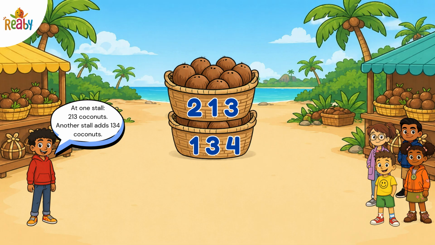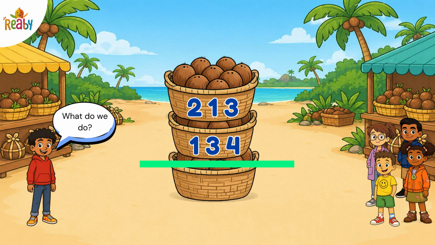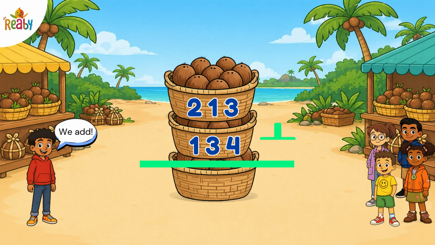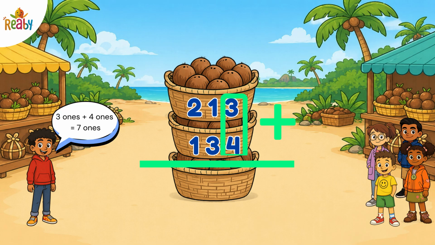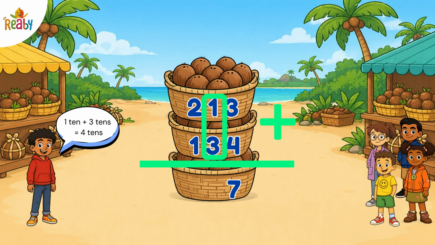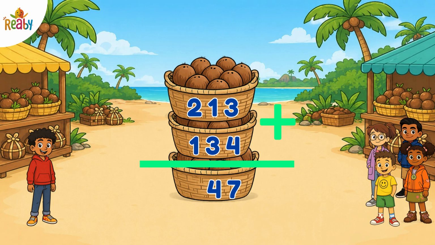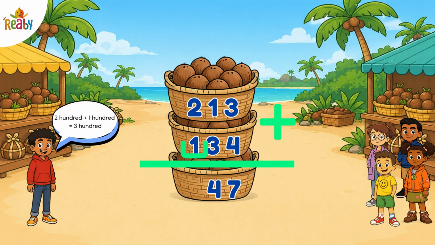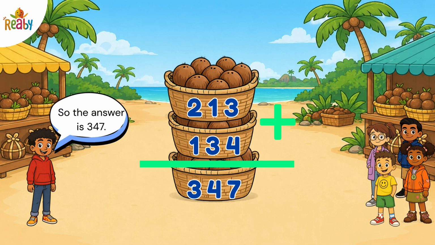At one stall, 213 coconuts. Another stall adds 134 coconuts. What do we do? We add. 3 ones plus 4 ones equals 7 ones. 1 ten plus 3 tens equals 4 tens. 200 plus 100 equals 300. So the answer is 347.